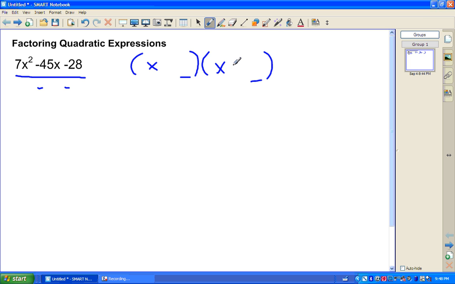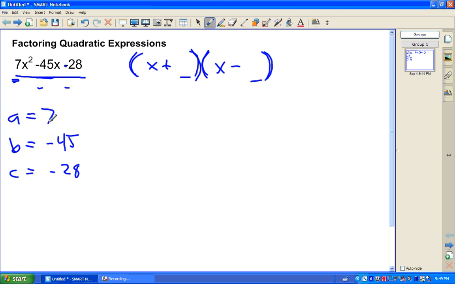And so I believe I'm going to have a minus sign here and a plus sign here, because the only way to get a minus sign here is if you have a plus and minus, one of each, in each factor here. So one's got to be plus, one's got to be minus. We have an a value here that is not equal to 1, so this problem is a little bit more difficult. Of course, b is minus 45, as you can see here, and c, of course, is minus 28.